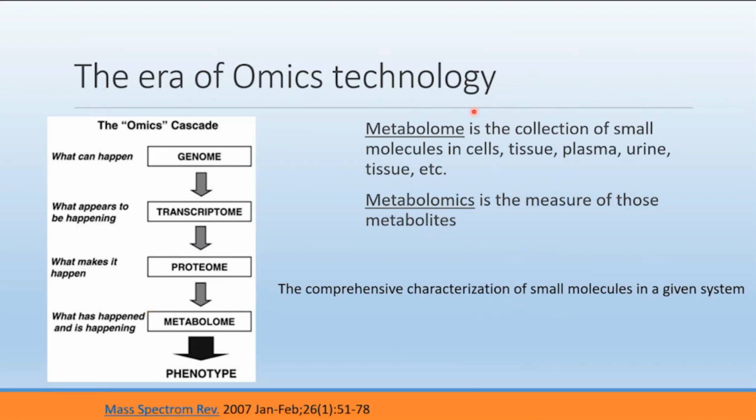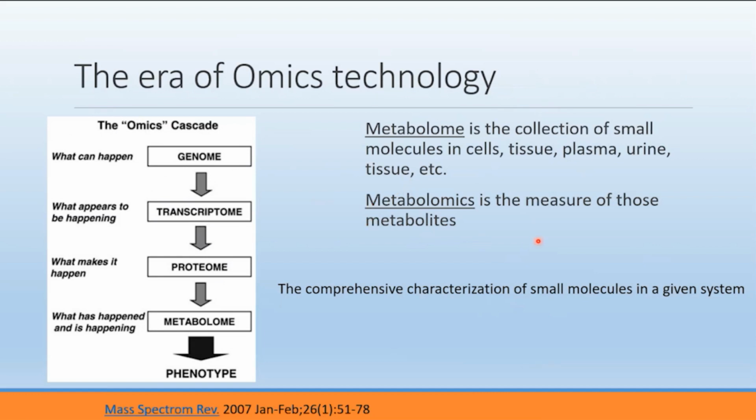And when we talk about metabolomics, we talk about two basic names. One is the metabolome, and that is really the collection of these small molecules that are present in tissue, plasma, urine, whatever biological fluid or plant-based sample or water-based material that you're working with. And then we use the term metabolomics to describe how we measure those metabolites.